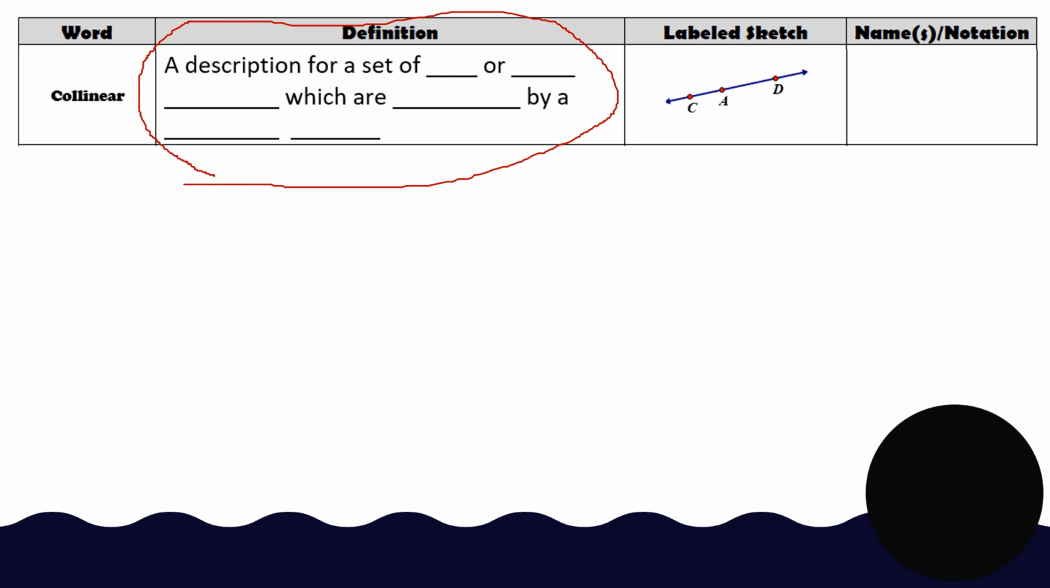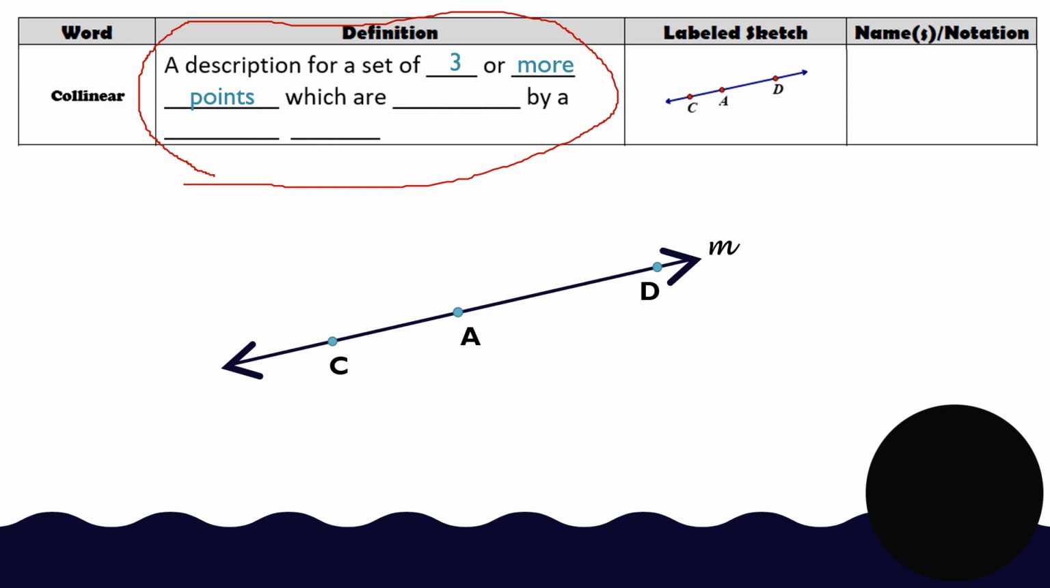So collinear is a description of, so there's a picture of collinear, a set of 3 or more points which are contained by a single line, one line. They are on the same one line. The word co, if you are co-presidents, meaning you share the responsibilities of that presidency, these points share a common line, a single line.